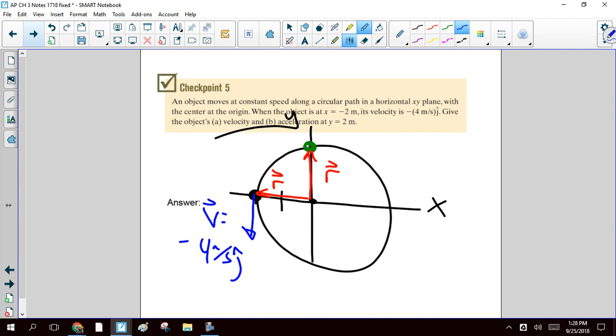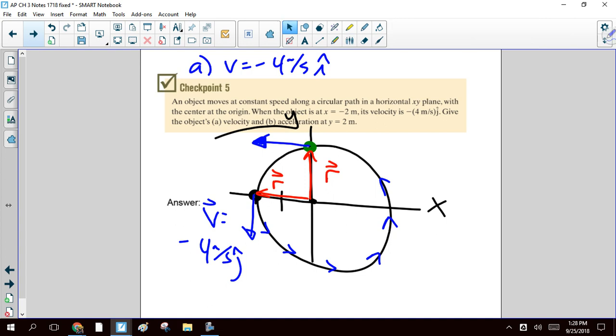If this velocity is down, then it must be going around this way, which means by the time it gets to here, it's going this way. So for part A, the velocity there, well, it's uniform circular motion, so it's still going at 4 meters a second, but now it's in the negative i direction, because it's pointing to the left, and there's no vertical motion at that point.